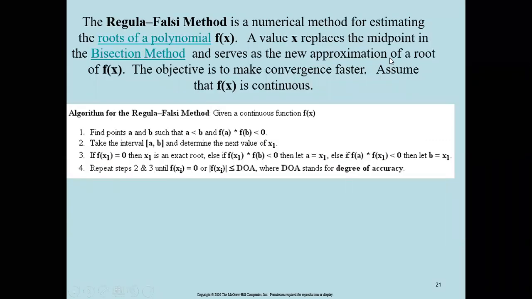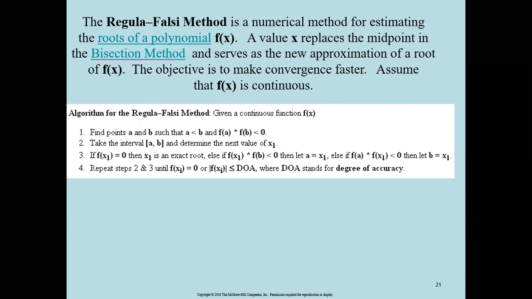Okay, so the second method, regula falsi, is still under the bracketing method. This is a numerical method for estimating the root of the polynomial f(x). The value of x replaces the midpoint in the bisection and serves as a new approximation of the root of f(x). So the objective is to make the convergence faster.